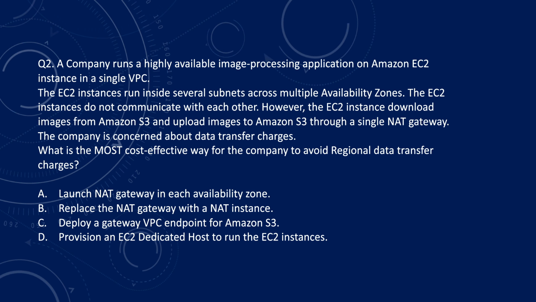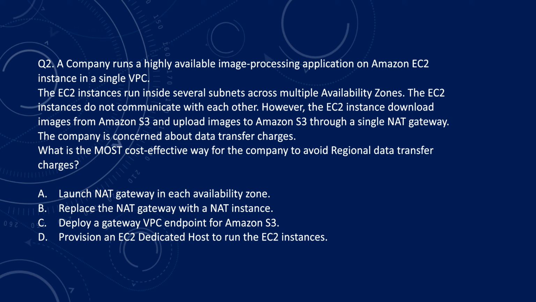The question is: a company runs a highly available image processing application on Amazon EC2 instances in a single VPC. The EC2 instances run inside several subnets across multiple availability zones. The EC2 instances do not communicate with each other. However, the EC2 instances download images from Amazon S3 and upload images to Amazon S3 through a single NAT gateway. The company is concerned about the data transfer charges. What is the most cost-effective way for the company to avoid regional data transfer charges?